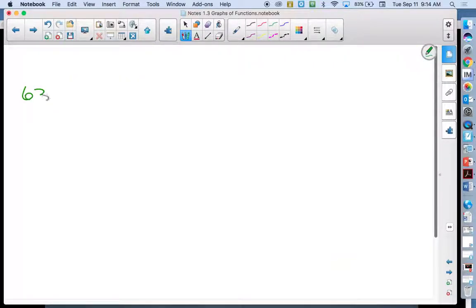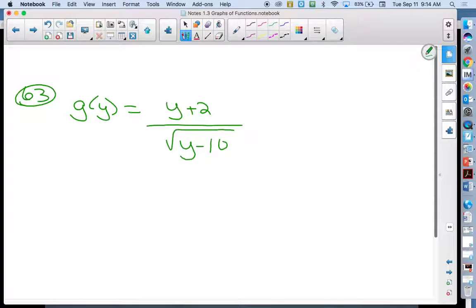Alright, so 63, we have g of y, and then y plus 2 divided by the square root of y minus 10. Alright, so two things to think about for restrictions. If you have a denominator, it can't be 0. If you have a radical, it has to be greater than or equal to 0. How does that apply to this problem? Yeah, it's both, because the radical is in the denominator. So the radical has to be greater than or equal to 0, but the denominator can't be 0.